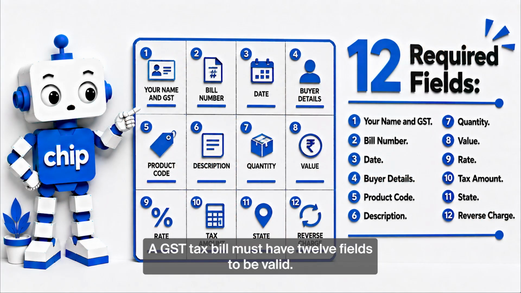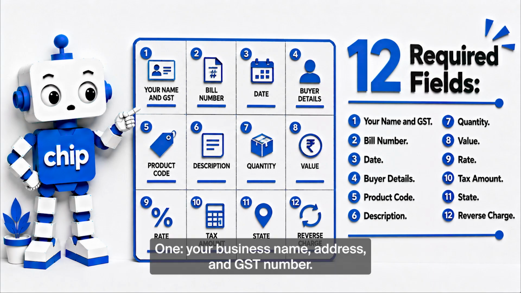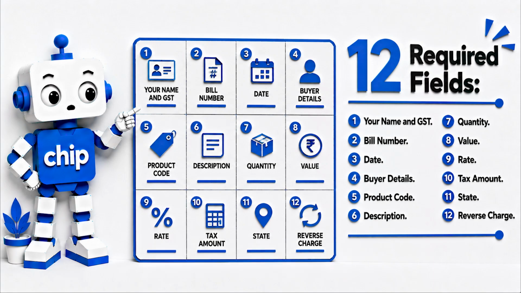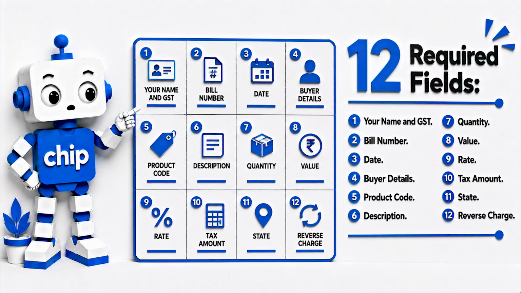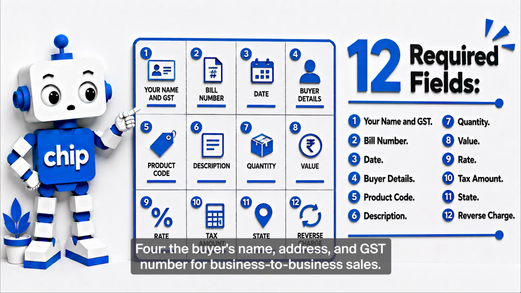A GST tax bill must have 12 fields to be valid. 1. Your business name, address, and GST number. 2. The bill number. Each bill must have a unique number that follows a sequence. 3. The date of the bill. 4. The buyer's name, address, and GST number for business-to-business sales.